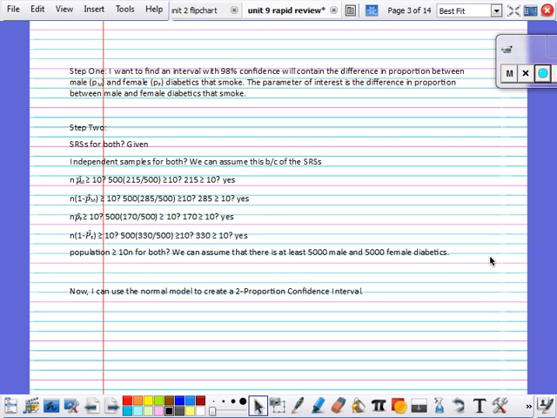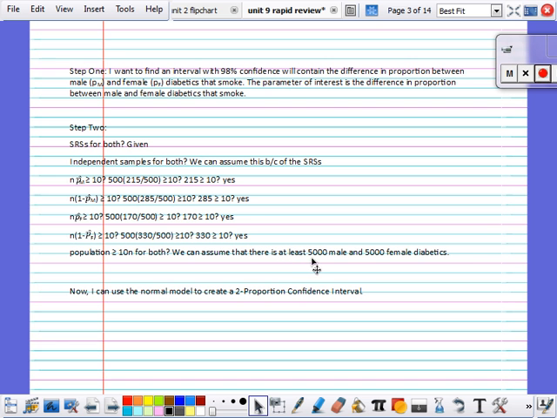And n times p hat 2 has to be greater than or equal to 10, and I showed my work. N times 1 minus p hat 2 is greater than or equal to 10, and I showed my work. Make sure that you are showing all of these, okay? Then, and I actually put this at the bottom, but some of you remember it as the third one, population must be at least 10n for both.